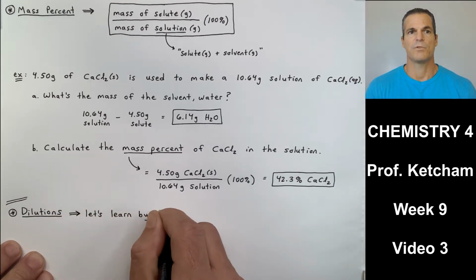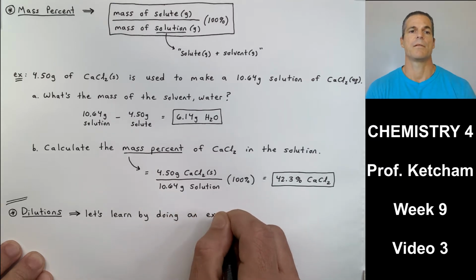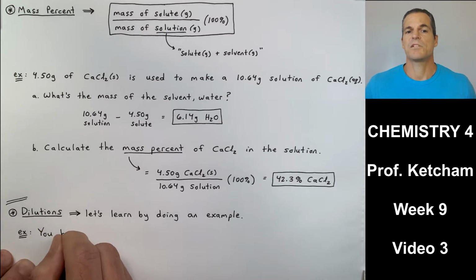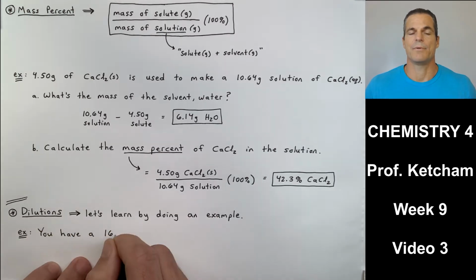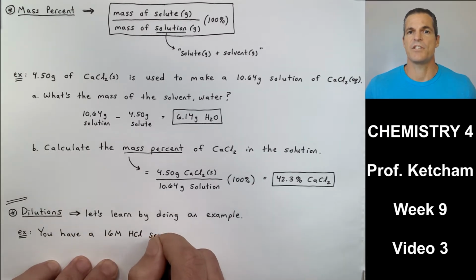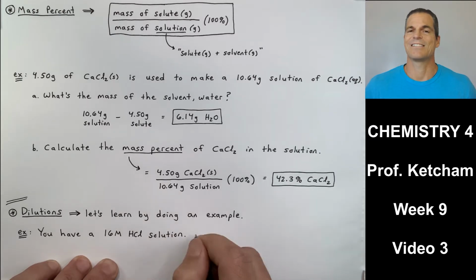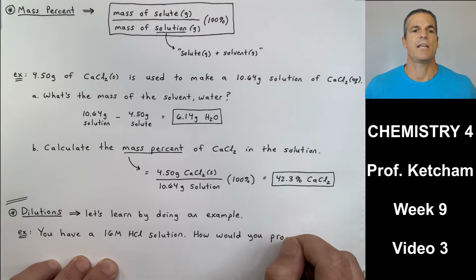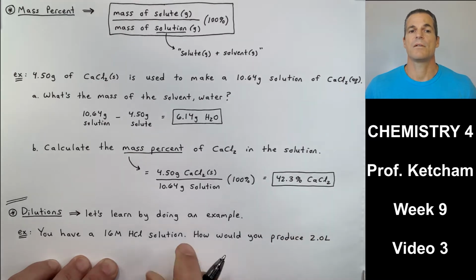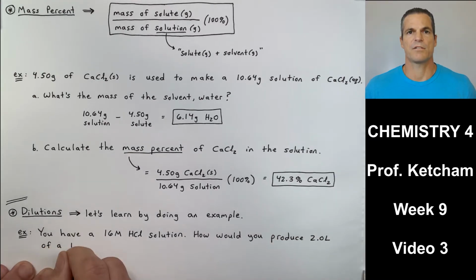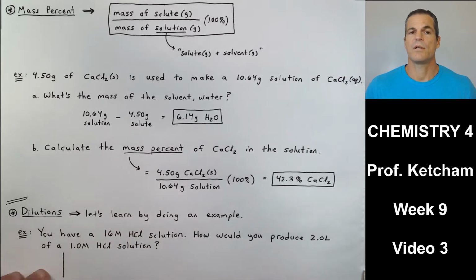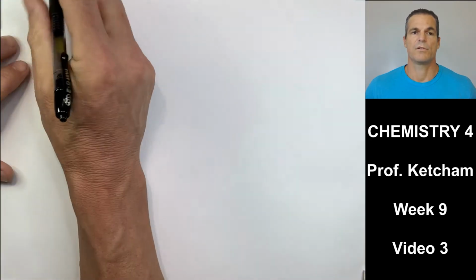Next topic, and we'll do more mass percent problems later on, but dilutions is our next topic. Dilutions. We're just going to learn this one by doing a straight example. There is the equation in your book. My equation is slightly different and probably a little easier to remember. Here's the example. You have a 16 molar HCl solution that's very concentrated. How would you produce 2.0 liters of a 1.0 molar solution?